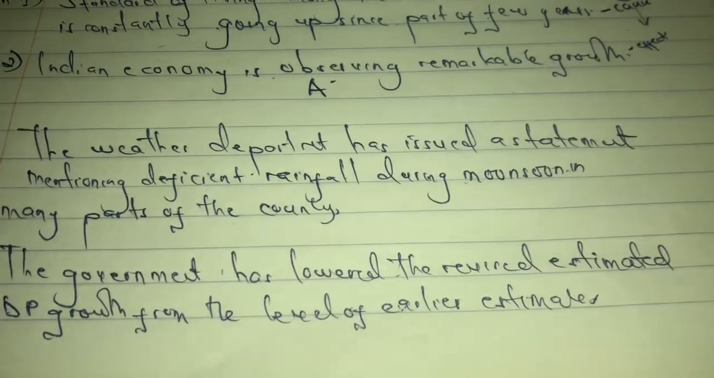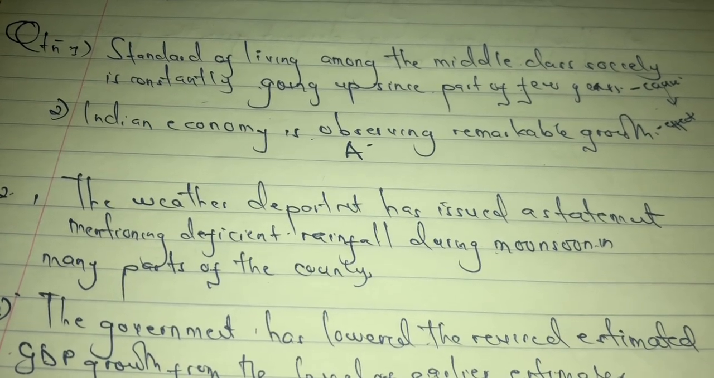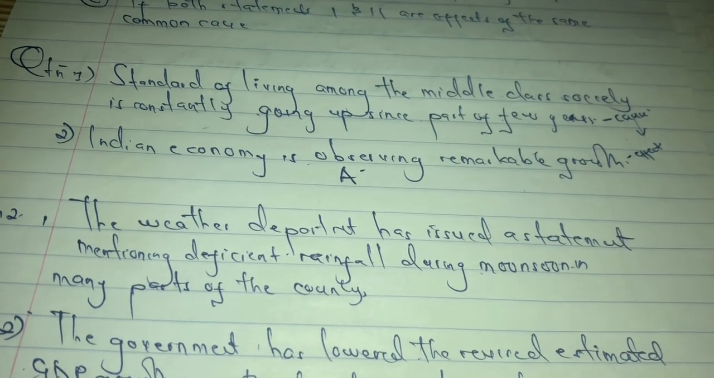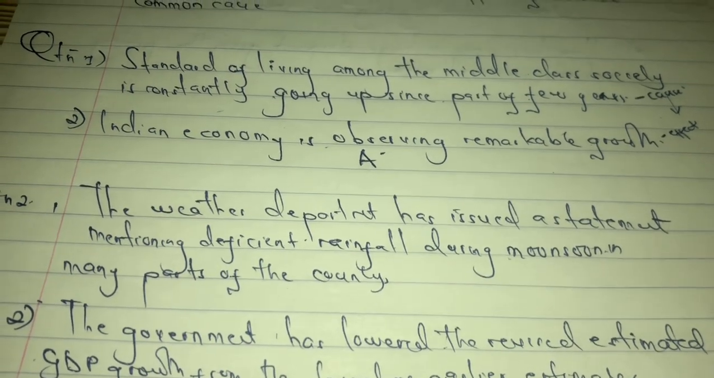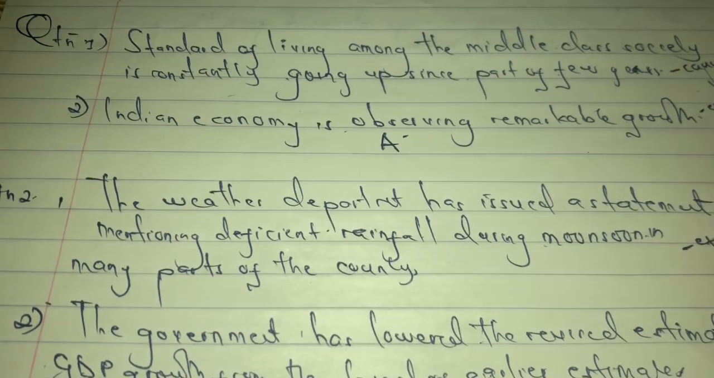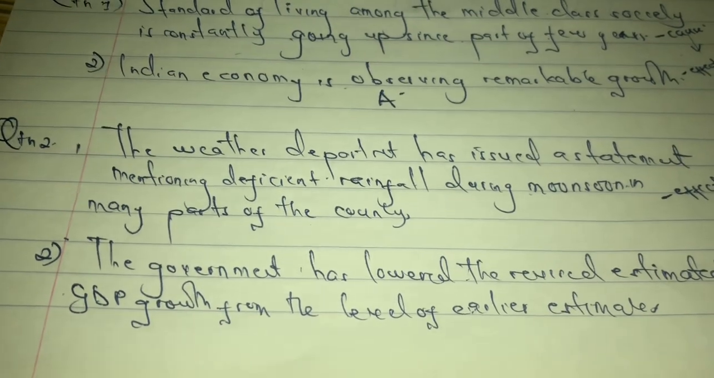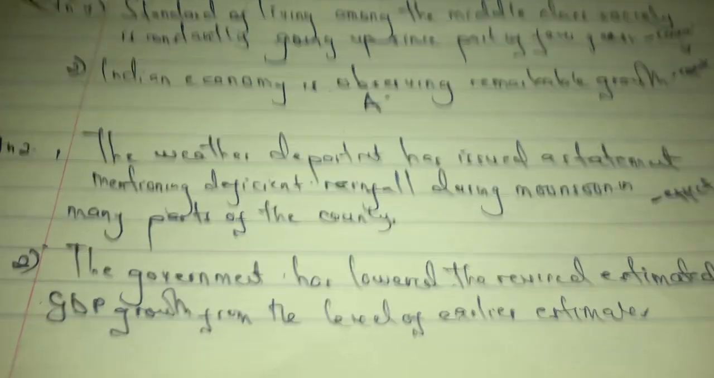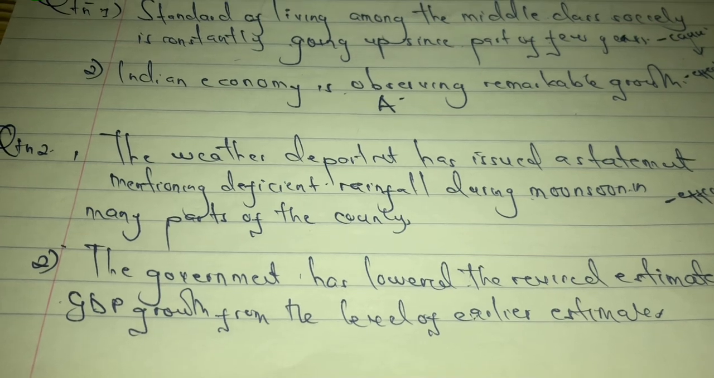We have to know, is this a cause or an effect? When we read through, the issued statement mentioning deficiency in rainfall is actually an effect and not a cause, because it's an effect of something. The rainfall has reduced, maybe there's deforestation and all that, so it has actually reduced. So this is actually an effect and not a cause. Then next they are saying the government has lowered the revised estimate GDP growth from the level earlier estimated. We see the government lowering, and we ask ourselves, is this a cause or an effect?